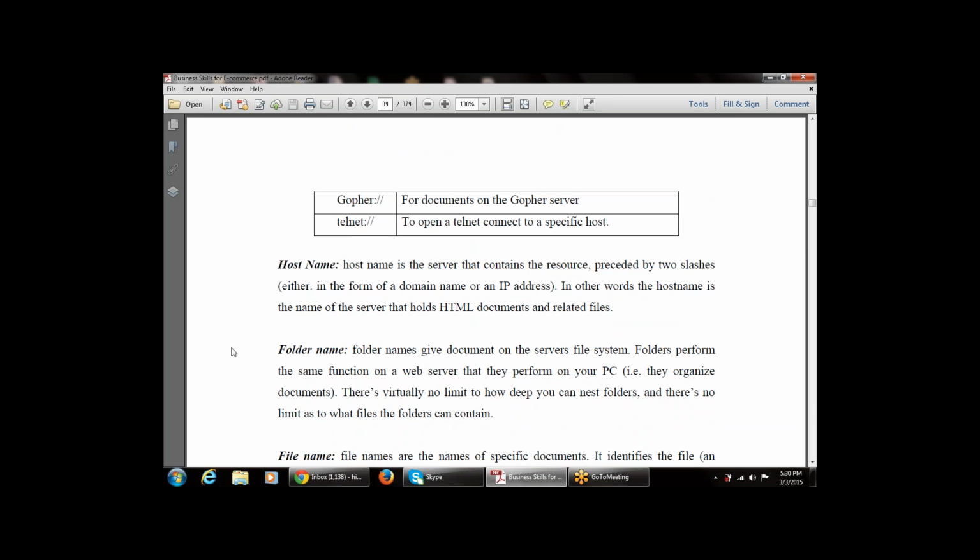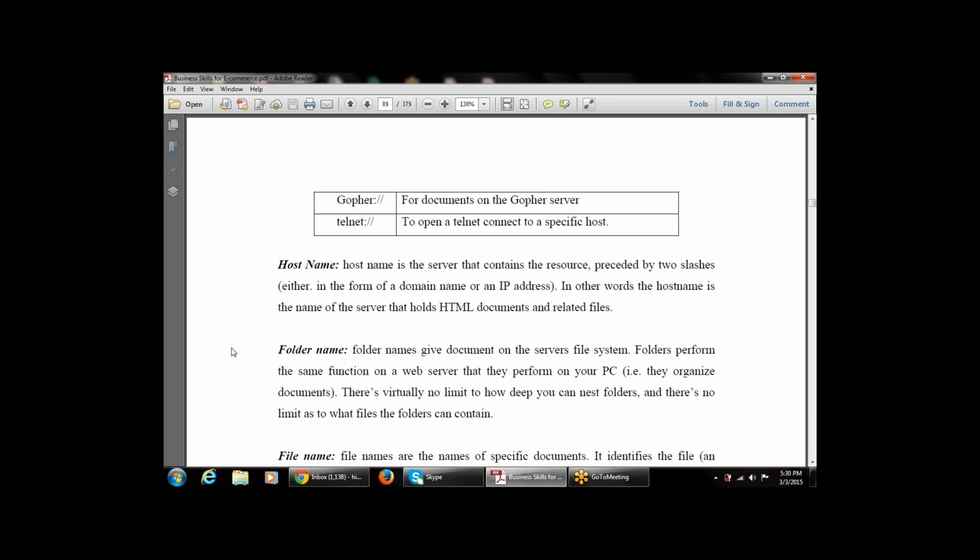Folders perform the same function on a web server that they perform on your PC. That is, they organize the documents. So the folder usage is to organize the files and the documents.